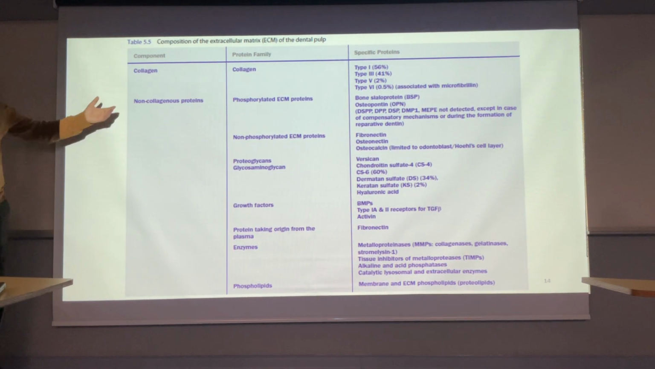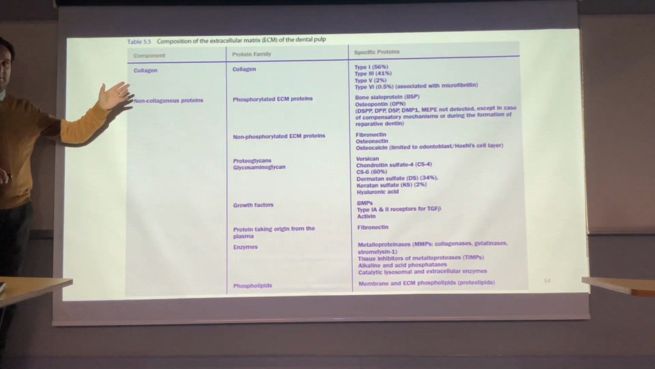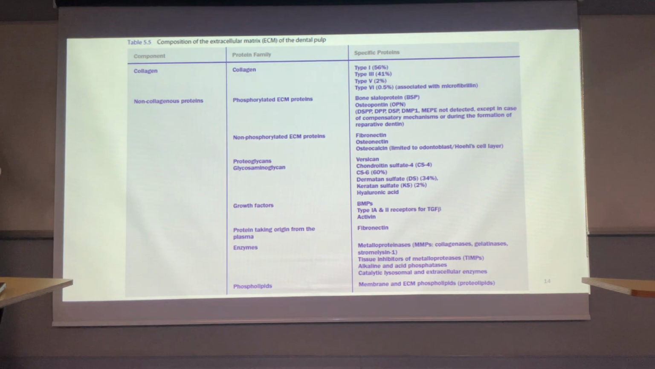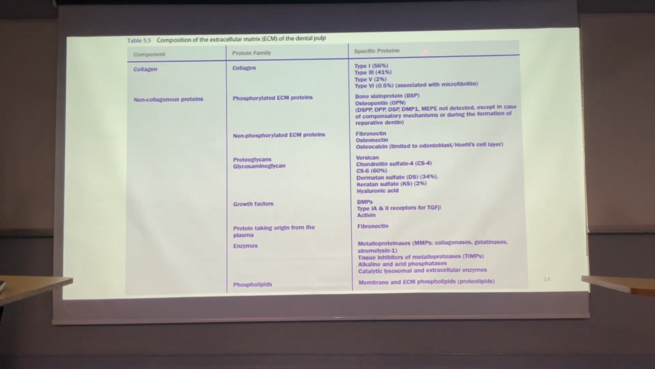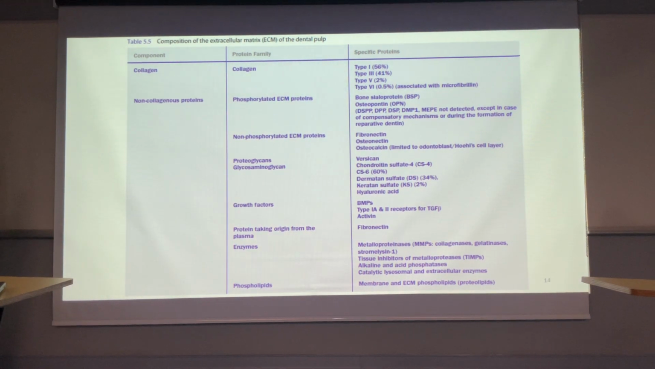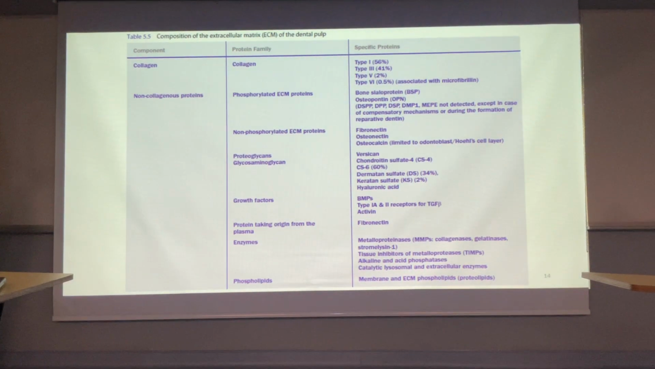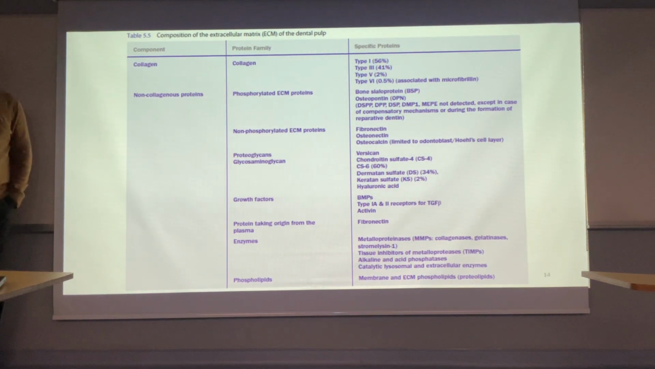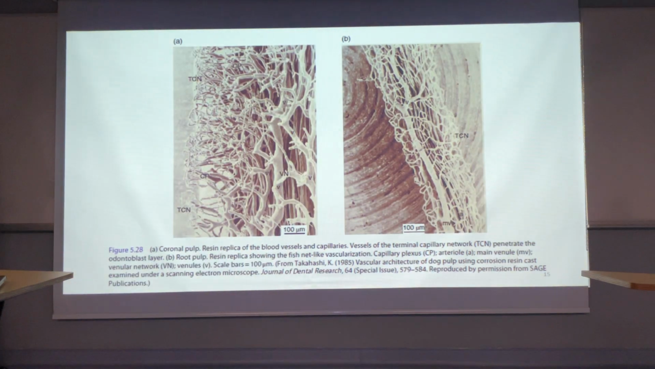The matrix structure, in this matrix we have structure like connective tissue. We have different types of collagen, generally type 1 collagen, our abundant collagen type, and also we have type 3 collagen in high amount, and also we have non-collagenous proteins like proteoglycans, glycosaminoglycans, and other structures. And you can see growth factors and etc.